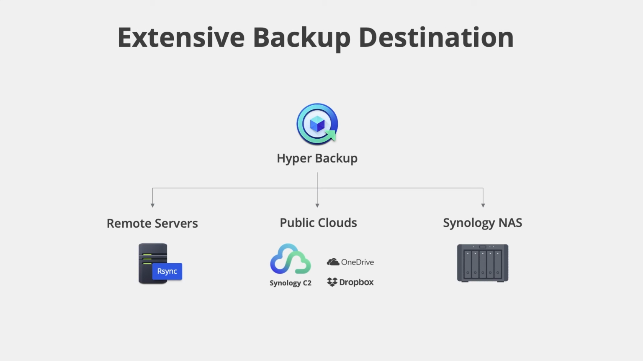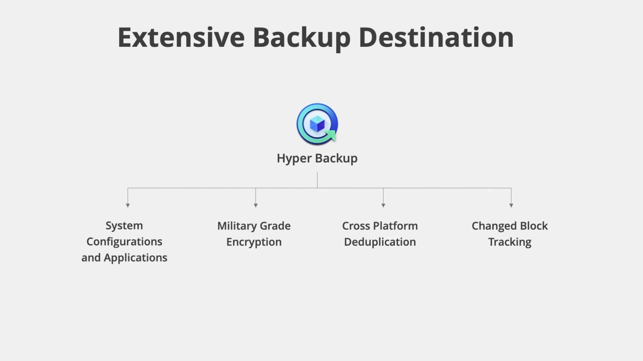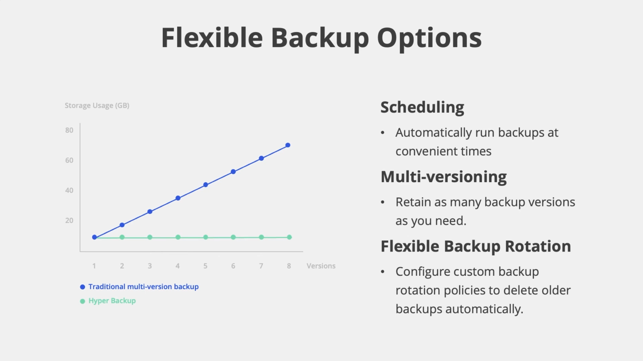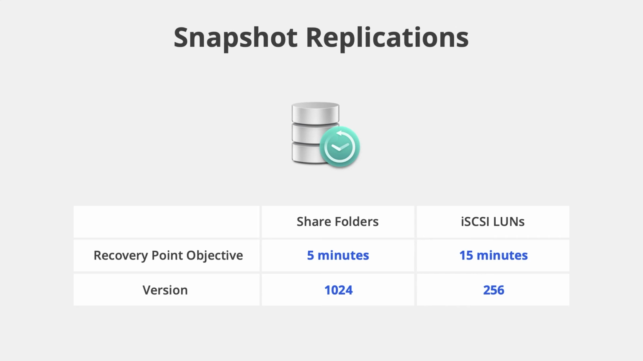Let's begin with Hyper Backup. You have the flexibility to choose various backup destinations, such as Synology NAS, Synology C2 cloud, public clouds, and rsync servers. It supports system configuration and application backup with military-grade encryption, cross-platform deduplication, and change block tracking. To keep the backup configuration as simple and powerful as possible, several backup options are available, as Hyper Backup supports customized scheduling, multi-versioning, and flexible backup rotation policies that keep the most up-to-date backup versions.